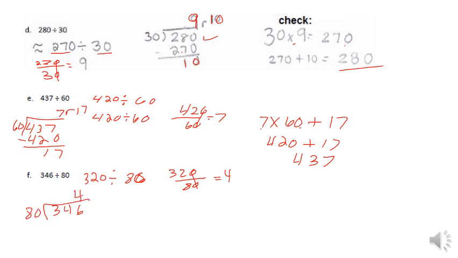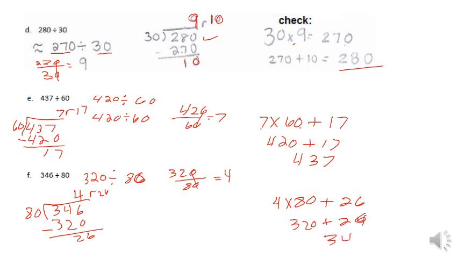4 times 80 is 320. Subtract that and we get 26 as a remainder. To check it, 4 times 80 plus 26, which is 320 plus 26, which equals 346, what we started with.